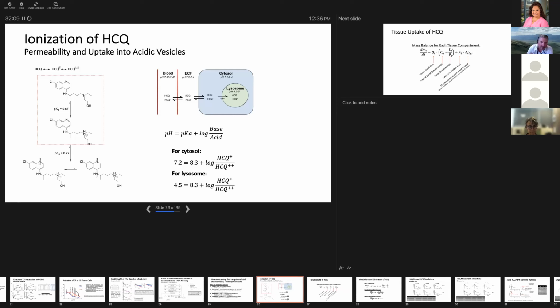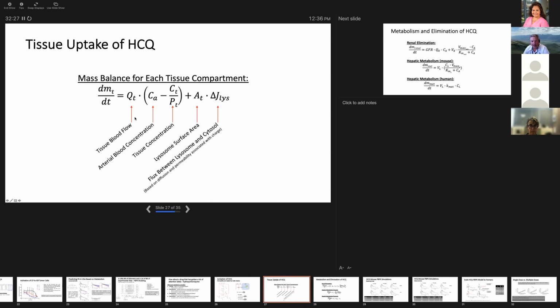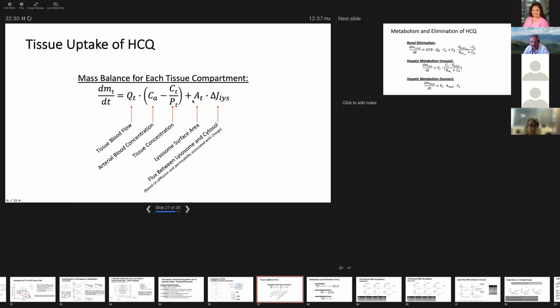And basically what this stuff does is it accumulates in lysosomes because they're very acidic, and you trap these diprotonated forms here because they've got 2 charges. Now they can't cross membranes. So the lower the pH, the more you accumulate in there. And the tissue uptake of these things is blood flow and this lysosomal surface area and the flux between the lysosome and the cytosol, which has permeability differences that are associated with those pH differences. So anyway, I'm not going to go into that very much, but the physiochemical properties of the drug are critical, as well as the physiology and some of this biochemistry.